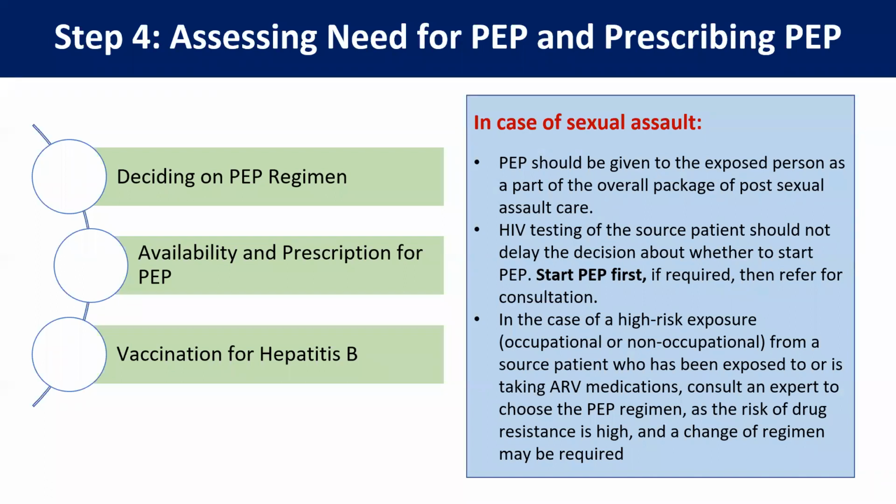Next, deciding on the PEP regimen, availability and prescription of PEP, and vaccination for hepatitis B. So, assessing the need for PEP and prescribing the PEP. In case of sexual assault, PEP should be given to the exposed person as part of the overall package of other assault care. And if the source person is already on ARV, it doesn't change the regimen of PEP.